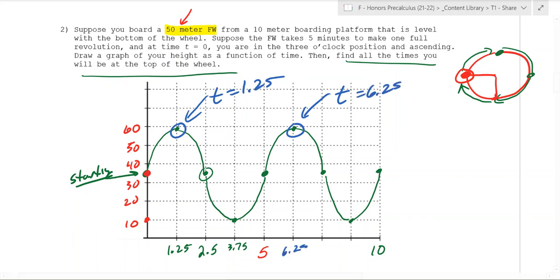6.25. And if you wanted to write the general case for this, it would be t is equal to 1.25 plus 5k, where k is any integer. The key for these is really reading comprehension. So where does it start? It starts here, and it's going up. And we know it's going up because it says ascending.